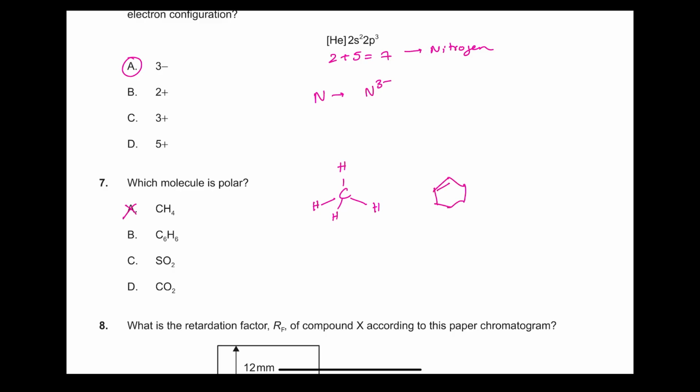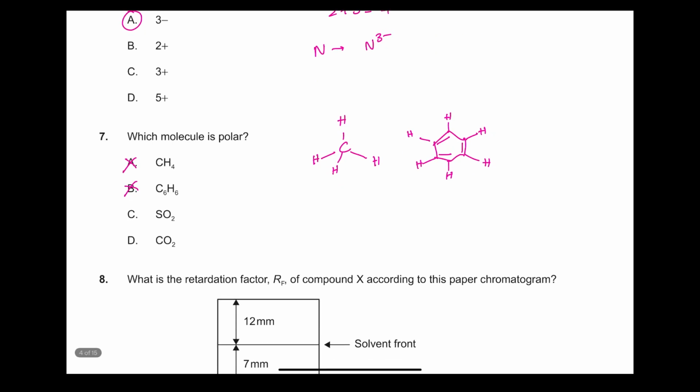C6H6 is benzene. In benzene also, this is a completely symmetric molecule. As a result, there is no dipole moment. It becomes interesting with SO2. We can try CO2 first, if you want to do elimination. CO2 is completely symmetric about the carbon atom and there are no lone pairs on the central atom. So as a result, CO2 is also nonpolar. So we are left with SO2.